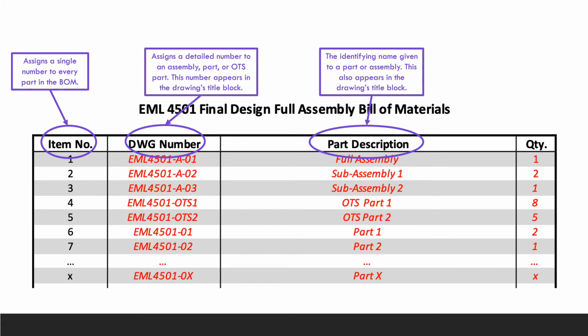The part description is the identifying name given to a part or assembly. This also appears in the drawing's title block. Try to keep these descriptions short and to the point. The quantity column answers the question, how many units of this part are needed to assemble the final product?